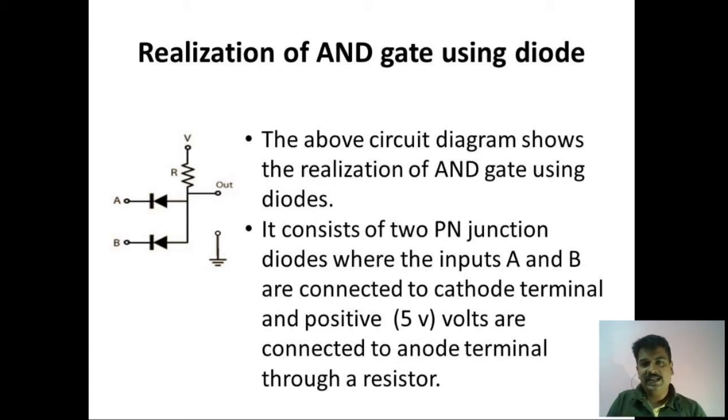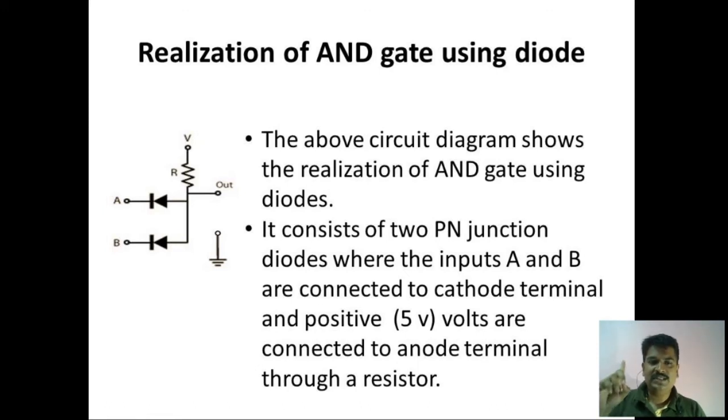Now we will realize the AND gate using this kind of circuit. So we will go through the different combinations of input and verify whether we are getting the correct output of the AND gate or not.